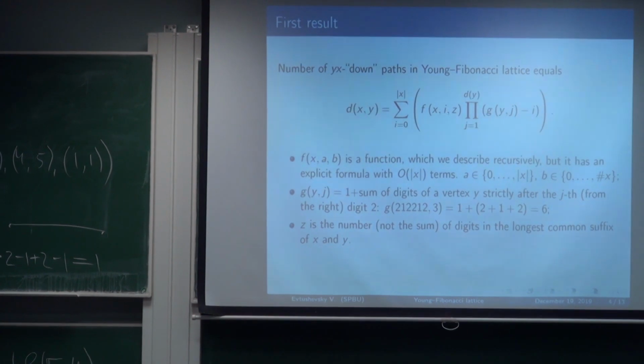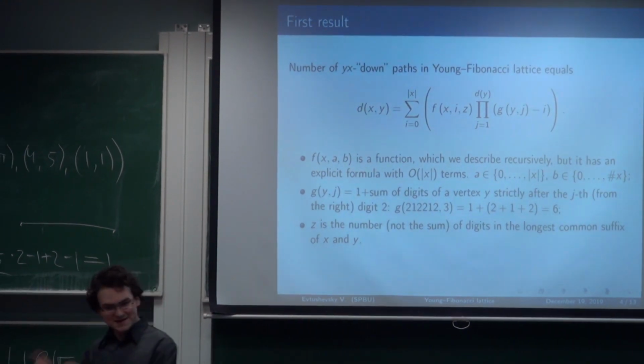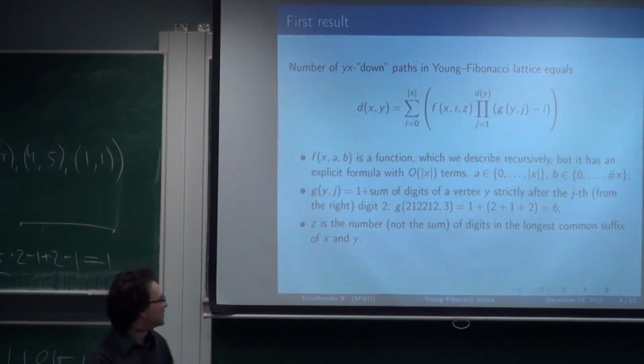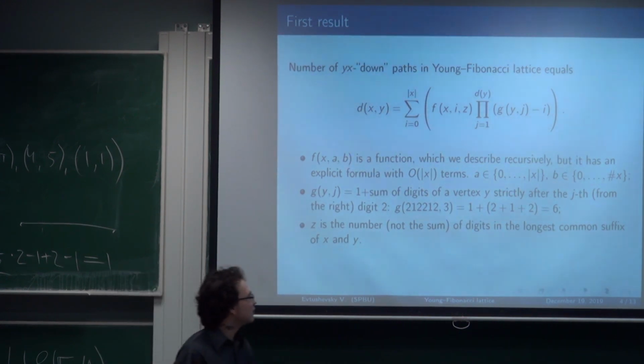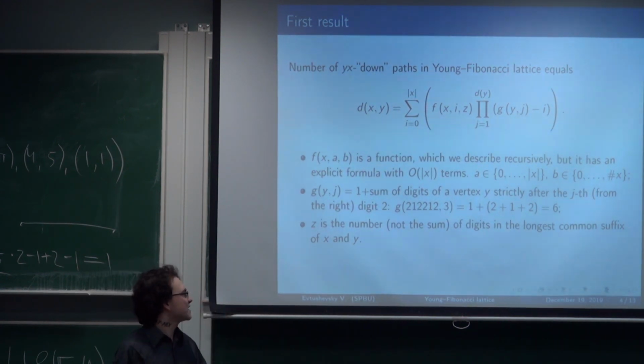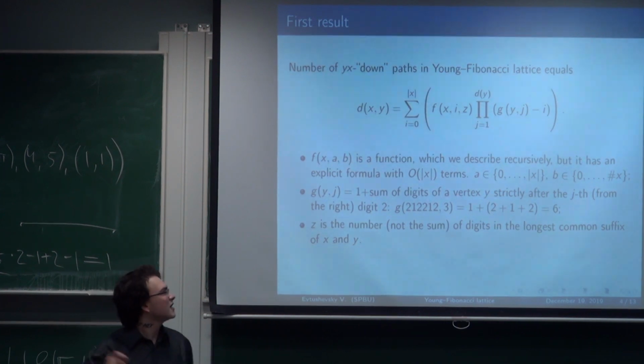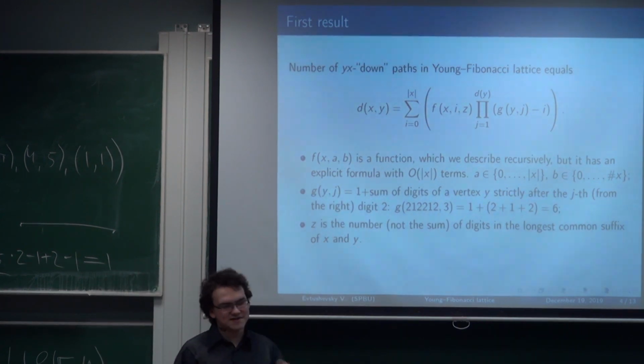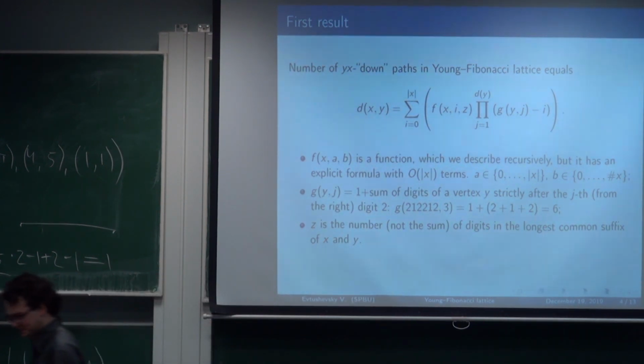Also, z here is the number, not the sum, but the number of digits in the longest common suffix of x and y. And doy is the number of digits 2 in y. This formula contains O of the modulo of x in the power of 2 terms.